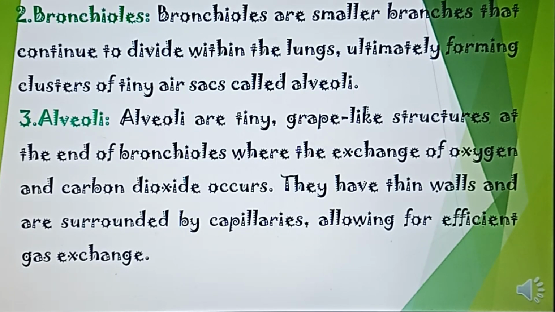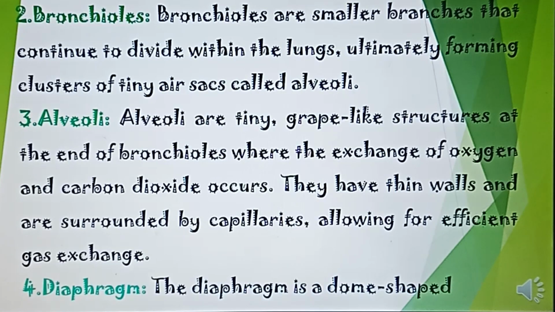Alveoli are tiny grape-like structures at the end of the bronchioles where the exchange of oxygen and carbon dioxide occurs. They have thin walls and are surrounded by capillaries, allowing for efficient gas exchange.